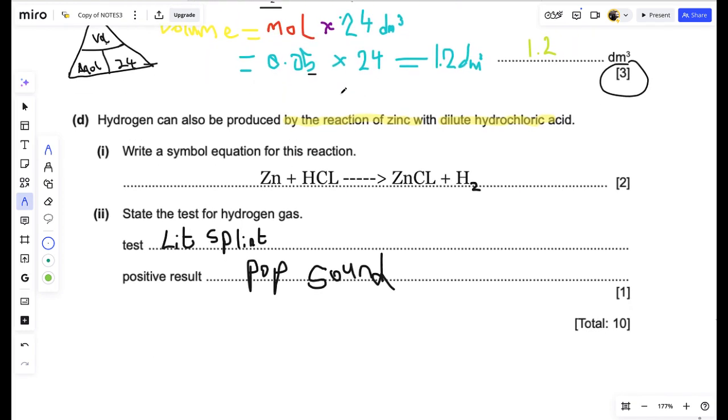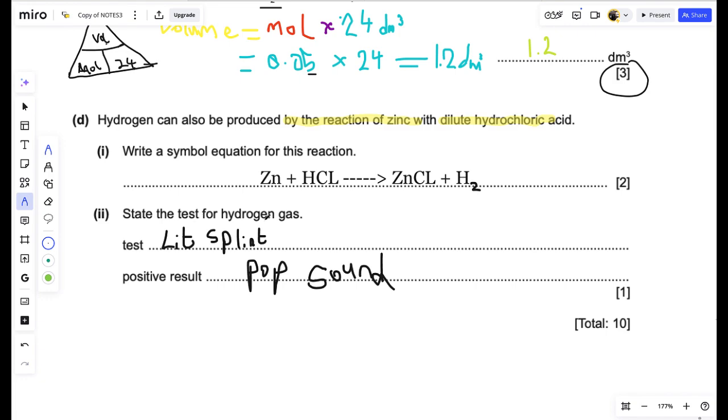Now let's take a look at this D. It says hydrogen can also be produced by the reactions of zinc with dilute hydrochloric acid, not just sulfuric acid. Yes, because it's the same thing. Zinc will displace the hydrogen to become zinc chloride plus hydrogen gas.